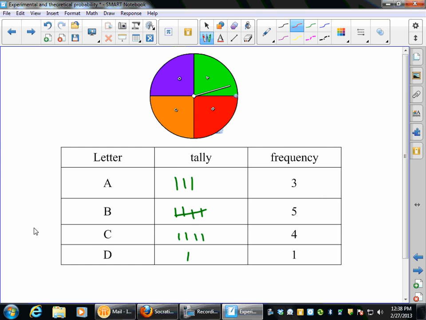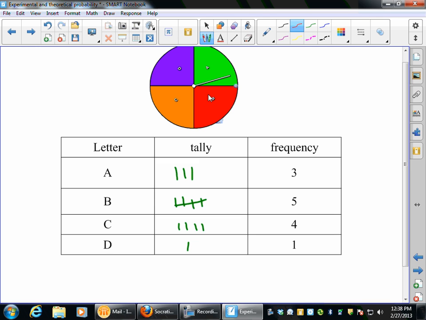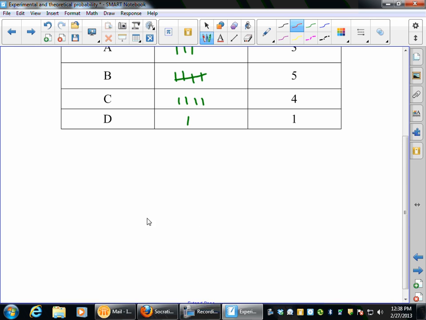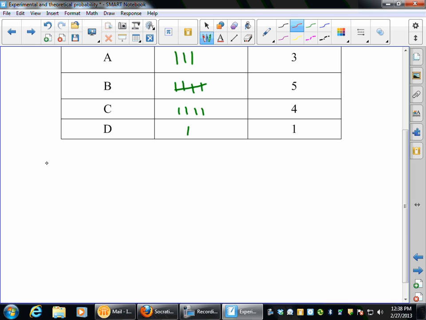So let's look at one more. I have the spinner up here, right? 4 equal size sections labeled A, B, C, D. So let's say I spun this and I got A 3 times, B 5 times, C 4 times, and D once. So what is the experimental probability of getting an A?